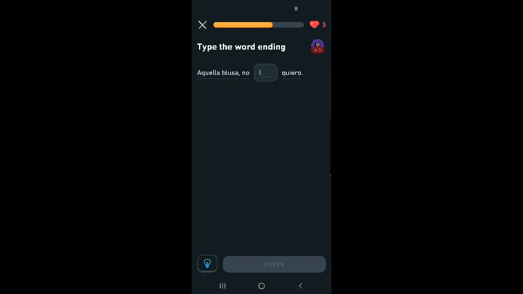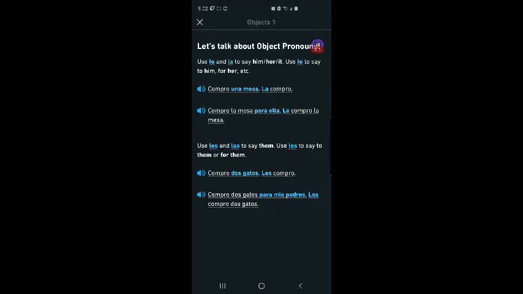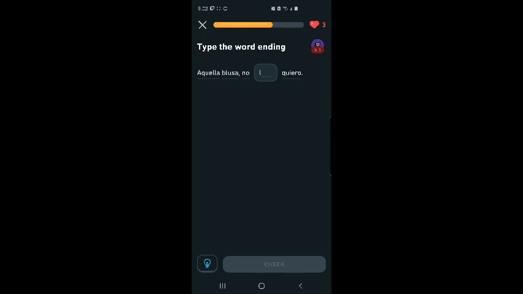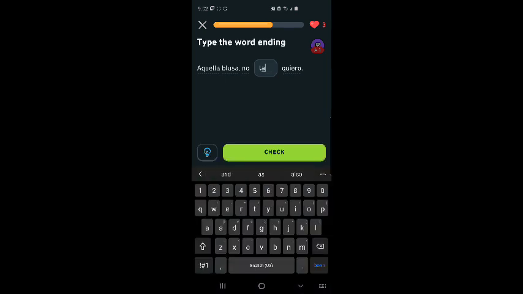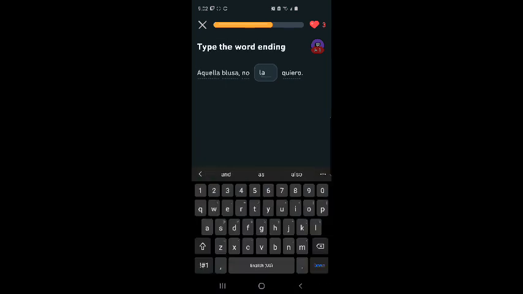Aquella blusa, that blouse, no. Okay, use lo and la to say him, her, or it. I'm going to say la. La quiero. Aquella blusa, no la quiero.